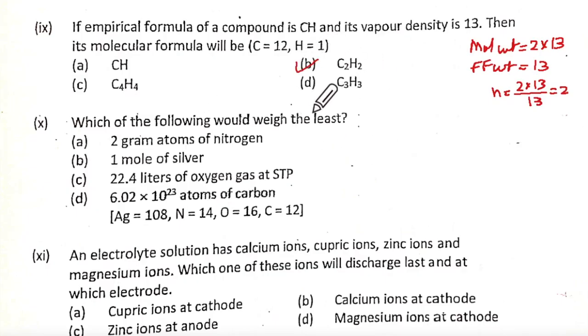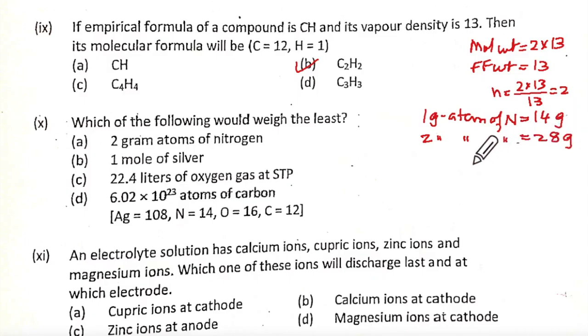Which of the following would weigh the least? Now here is your mole concept, where somebody was saying they don't like the mole concept. Now, 2 gram atoms. What is a gram atom? If I look at nitrogen, 1 gram atom of nitrogen will be 14 grams because nitrogen is 14. 2 gram atoms of nitrogen will be 28 grams.